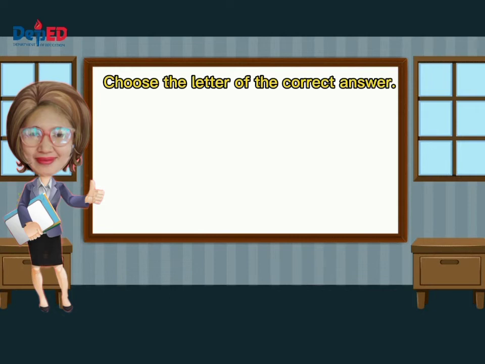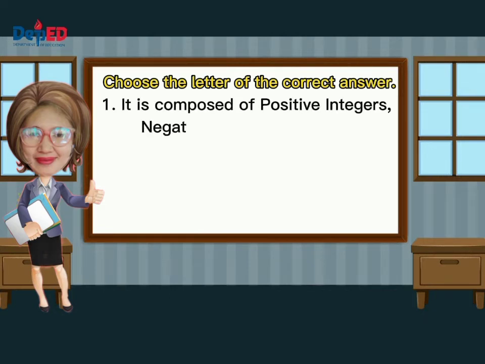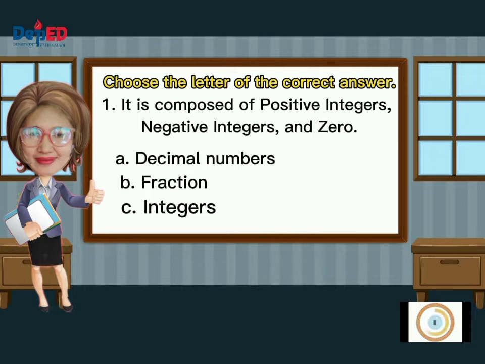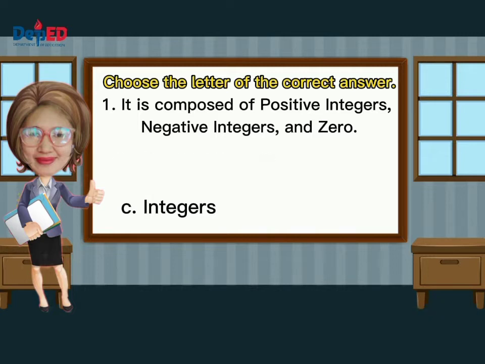Choose the letter of the correct answer. Number 1. It is composed of positive integers, negative integers, and 0. A. Decimal numbers, B. Fraction, or C. Integers. The answer is C. Integers.